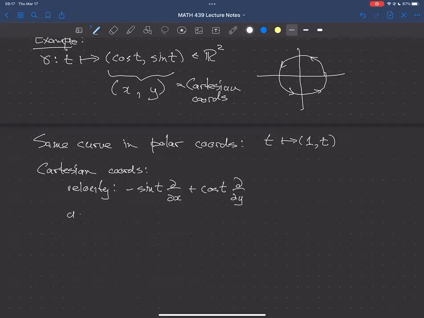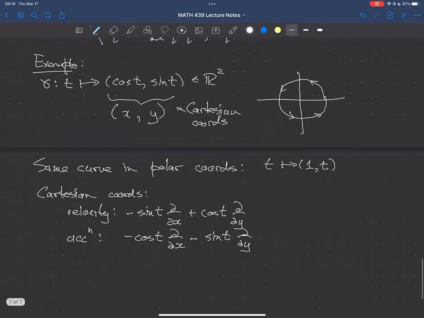And acceleration. Now I'm going to define the naive acceleration, which is just q double dot. I'm just going to differentiate x of t twice and y of t twice, and so I get minus cos t d by dx minus sine t d by dy. So that's the naive acceleration that we somehow feel like there should be something wrong with, and we'll see exactly that there is.